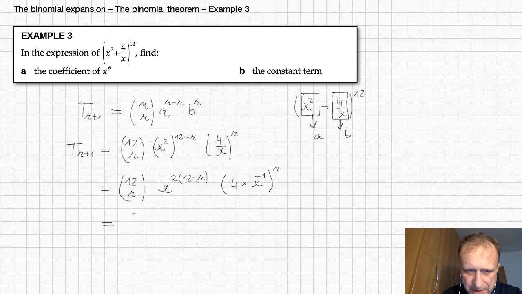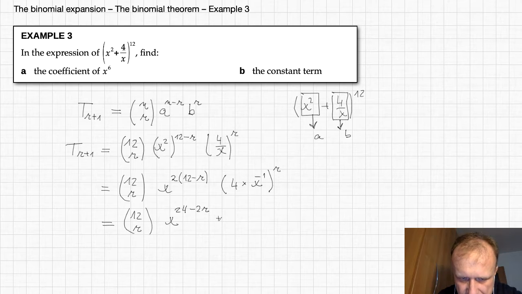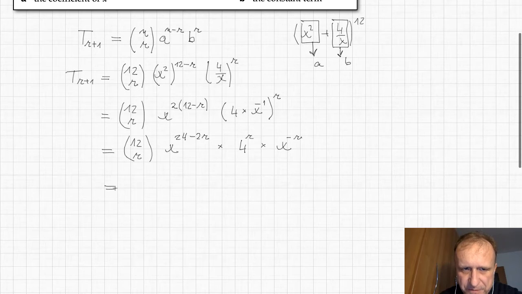Okay, so again, let me copy 12 choose r, times x to the power of 2 times 12 is 24, minus 2r, times, and here I have the product which is raised to the power of r, so it is times 4 to the power of r times x to the power of negative 1 to the power of r, which is x to the power of minus 1 times r, so it's x to the power of minus r. Now this can be simplified even further.